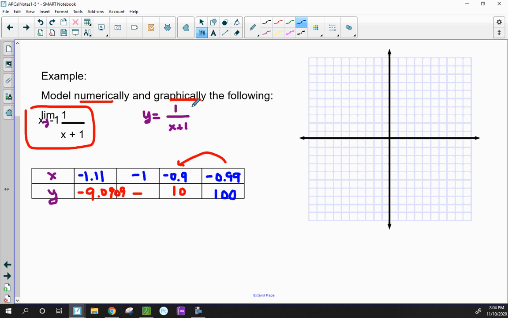So y equals 1 over x plus 1. Again, from the past and in pre-cal, we know it's rational. We know there is a vertical asymptote where the denominator is set equal to 0. And so we know by looking at it that x equals negative 1 is going to be a vertical asymptote of this graph. I'm going to go over here to the coordinate plane and show that.